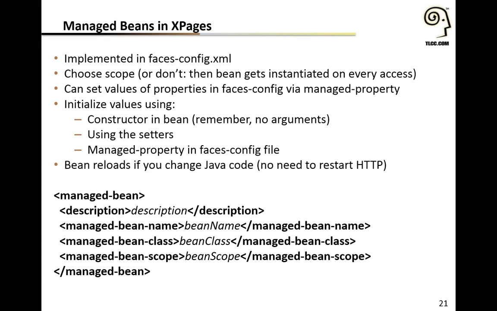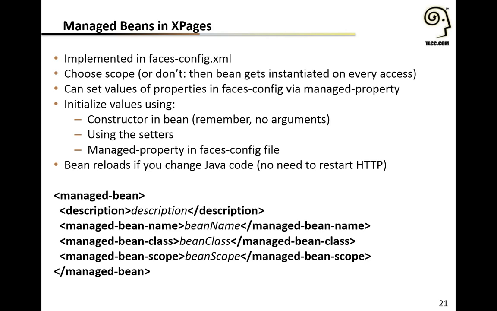Application scope is for all users. They share the same variable or Java bean in this case. Session scope is unique for a user and lasts for the length of the session. View scope is for that user for as long as that XPage is active, and then request scope is only during the initial request. So we're going to choose a scope for our bean, and then we're going to initialize our values of the bean.